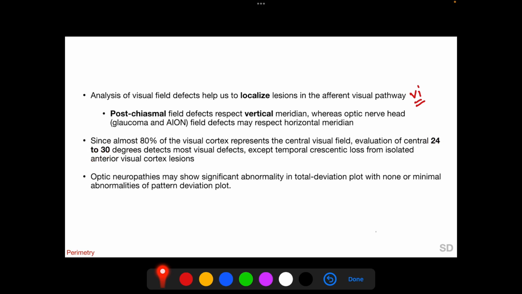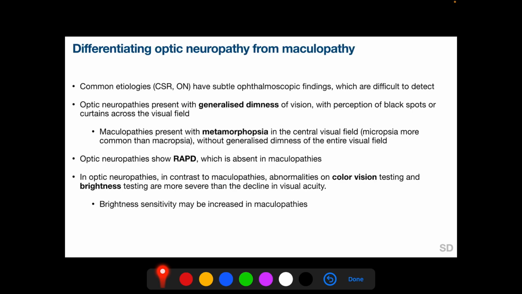Gross optic neuropathies show significant abnormality in the total deviation plot, with no or minimal abnormality in the pattern deviation plot, which happens in glaucoma. The pattern deviation plot is important to detect field defects or scotomas of glaucoma.